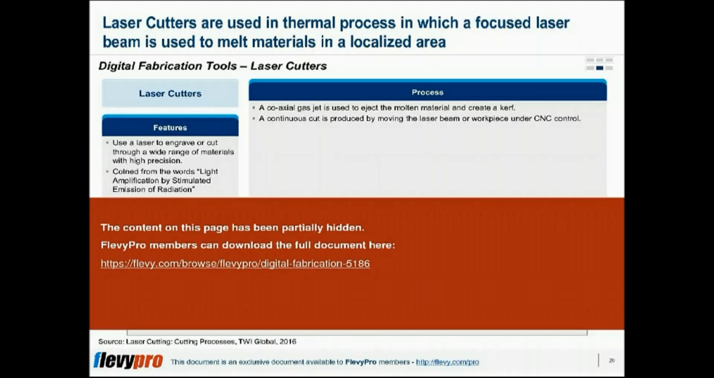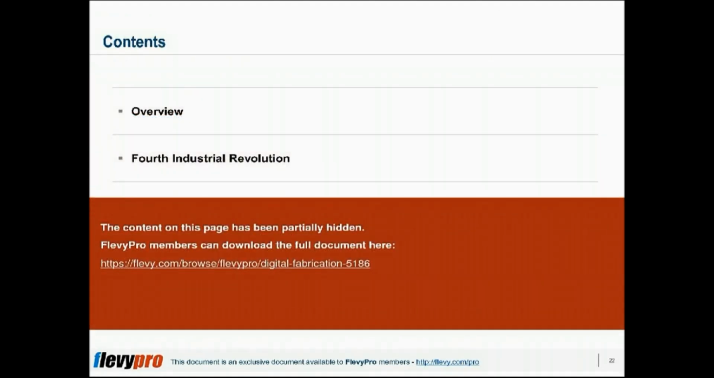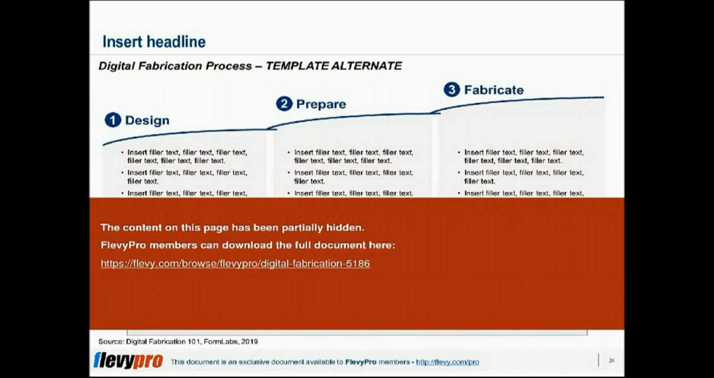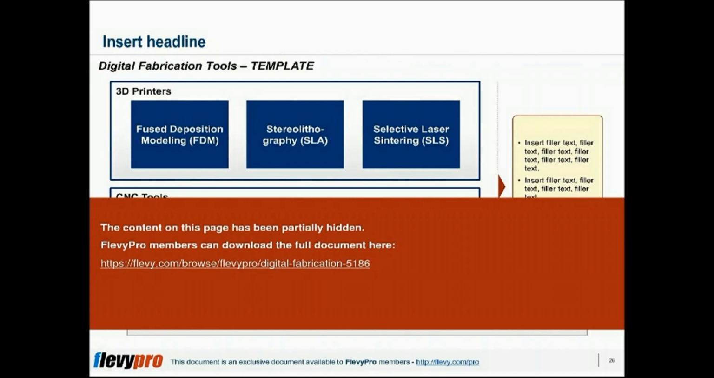1. Design. 2. Prepare. 3. Fabricate. The effective and efficient use of digital fabrication can provide production engineers to machinists the tools to tighten supply chains, improve production, and get to market faster. 3D printing is a digital fabrication technology that serves as a catalyst for efficiency.